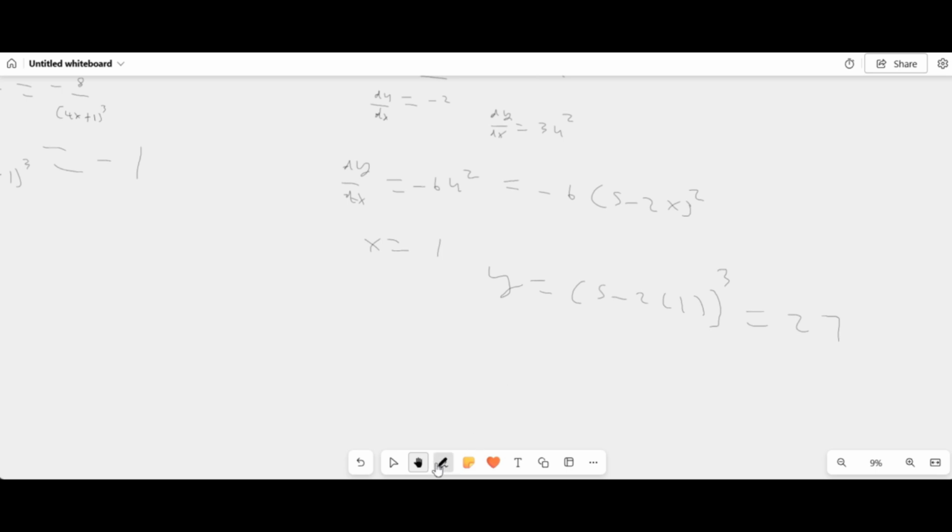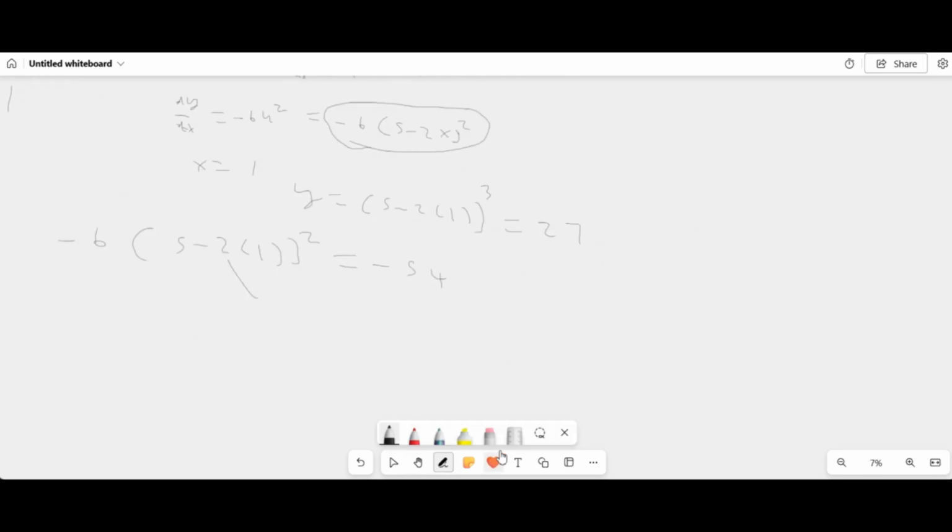We've got the x coordinate. We just need the gradient. So we know the gradient equation is that, so we need to find the gradient at the point where x is equal to 1, at the tangent here. So minus 6 open bracket 5 minus 2 times 1 close bracket squared. That's going to get you minus 54. This seems like a very easy one, I can't lie. We've got 27, which is half of 54. It seems pretty basic. I can already tell how this is going to play out.